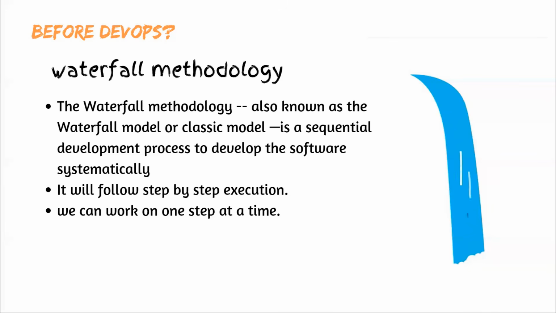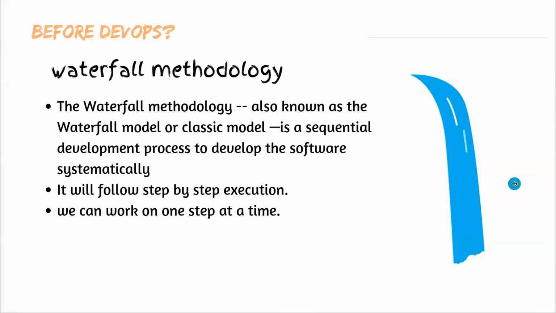Same like in the waterfall model, you can come from top to bottom, but you cannot go from bottom to top. So the waterfall methodology is a sequential development process. What is the meaning of sequential? Step by step. So the waterfall model is a sequential model which is used to develop the application. It will follow step-by-step execution, and we can work on one step at a time.